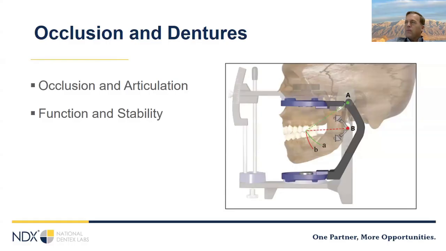So we're going to begin by talking about occlusion and dentures. Of course, occlusion is very important for any kind of full arch case, but for dentures, it becomes even more important. A couple definitions real quick. We're going to define occlusion as the way the teeth come together in a static position, such as when we're swallowing. And we're going to use articulation to refer to the dynamic tooth relationship when the teeth are chewing.